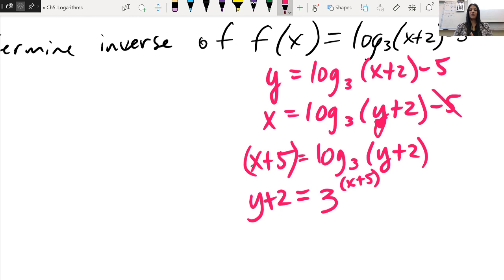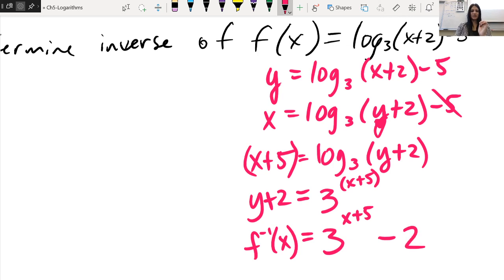Okay, we're not quite done. We want to get rid of this 2, so we'd have y. Actually, let's just write it properly right now. We know it's the inverse, so let's use the proper notation. It'd be 3 to the x plus 5. So if you want, you could write it like that. Just make it very obvious, though, that it's the little exponent if you're not going to put the brackets. And then subtract 2 from the whole thing.